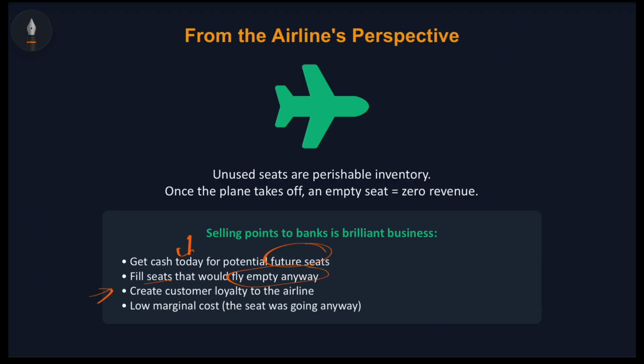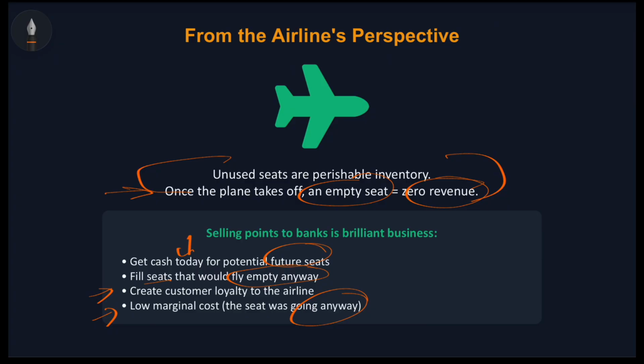This actually creates customer loyalty to the airline as well. When the customer is regularly getting free miles for a particular airline, he might get attached to that airline and actually become loyal to it, right? The marginal cost is low, the seat was going away anyway, right? So they preferred selling it at a discount, right? The major underlying belief for airline miles is that unused seats are perishable inventory. Once the plane takes off, an empty seat equals zero revenue.